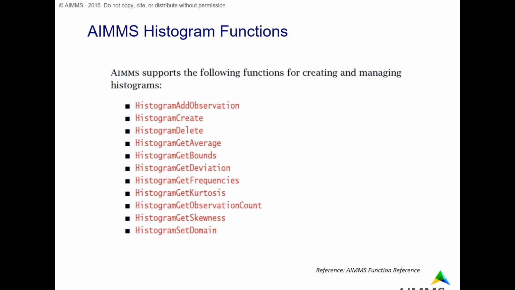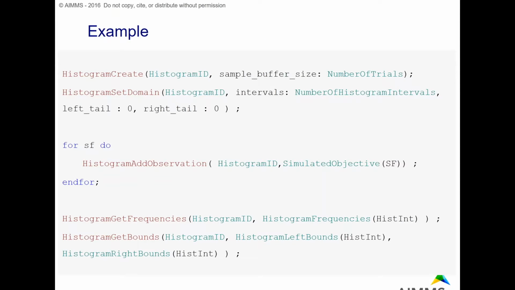In order to generate this histogram, AIMMS provides histogram functions, the following. You can see them in the AIMMS function reference. We just show a piece of code with the functions we used to generate our frequency table. You can ignore the arguments for now; we just look at a high level at what we have done. First, we create a histogram and refer to it by histogram ID. After it's created, we set the domain. This function sets how many intervals we want for this histogram. In this case, we'll have 10 intervals.